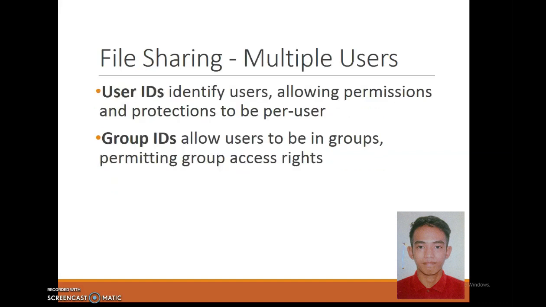So file sharing of multiple users. User IDs identify users, allowing permissions and protections to be per user. It looks like Google Drive. He shared the link of her media, and that's a user ID because it's private. And group IDs allow users to be in groups, permitting a group to access, right? And also in Google Drive, he also shared with anyone, so anyone can have access to that drive.